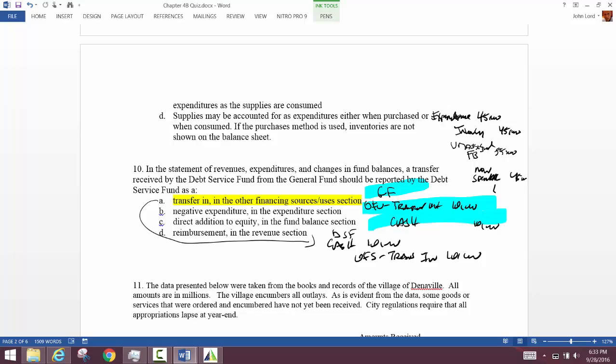And then in the debt service fund, since they're getting the money, they obviously debit cash. They'll credit the other financing sources, transfer in, right? Which was the point of this question. Which was the answer to this question. Okay? Okay, good. Come over.